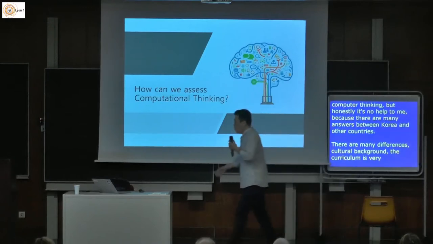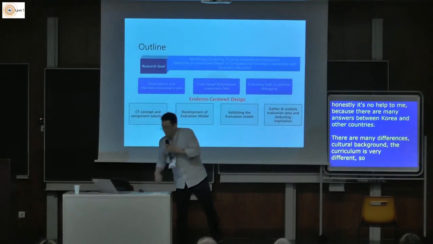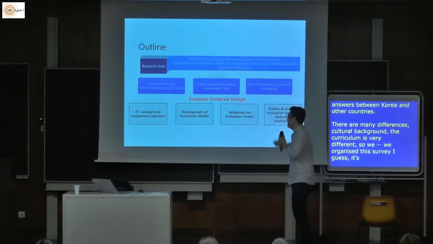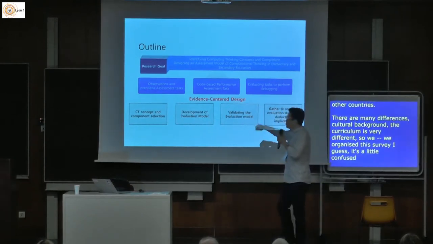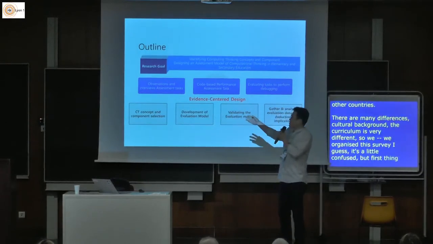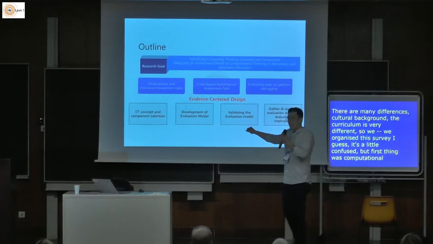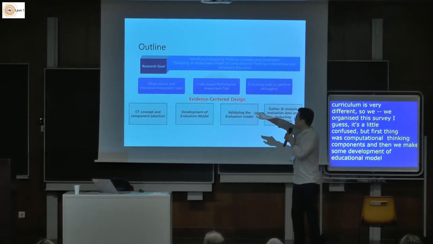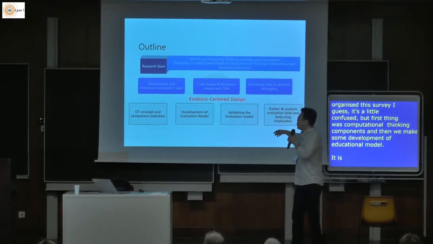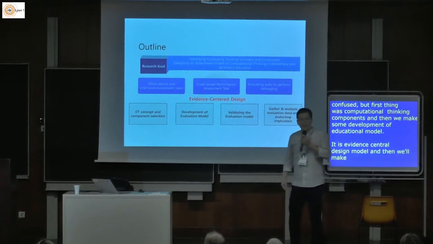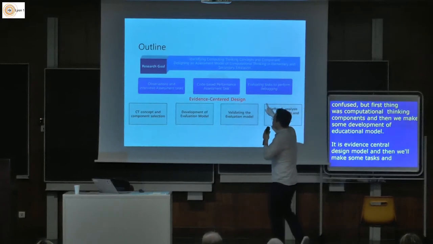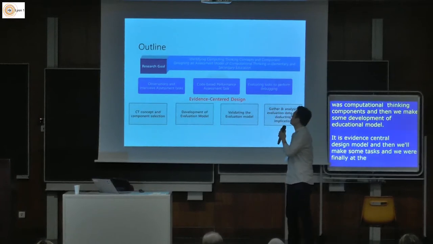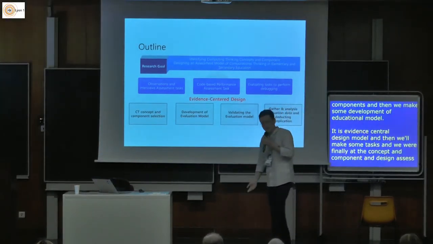So we organized this survey like this. It's really confusing, but it's very simple. First, we will reshape the computational thinking components, and then we will develop an educational model along with the evidence-centered design model, and then we will make some tasks and debugging tasks. And to reach the goal, we will finally identify computational thinking concepts and components and design an assessment model of computational thinking in elementary and secondary school.